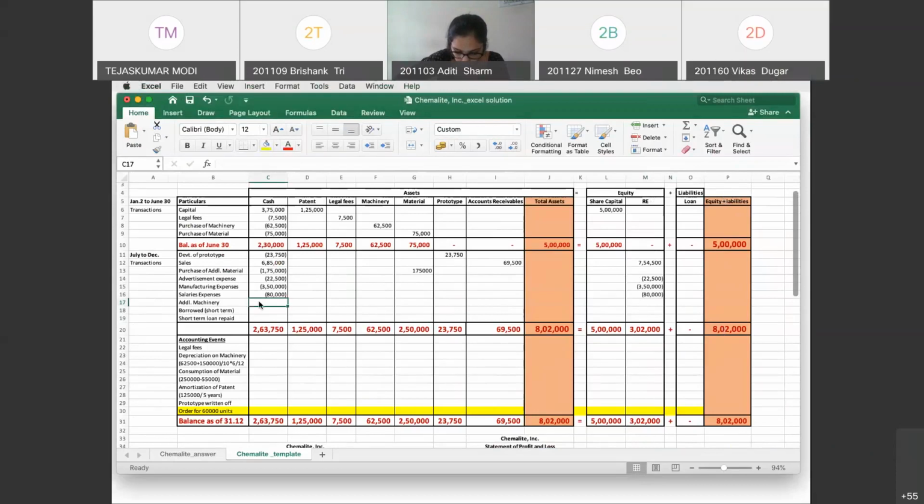For the 1,50,000, cash will decrease and the machine will increase, because a machine is an asset. Wonderful. So it is an asset. Cash goes down, machine is an asset, asset goes up. Very straightforward.